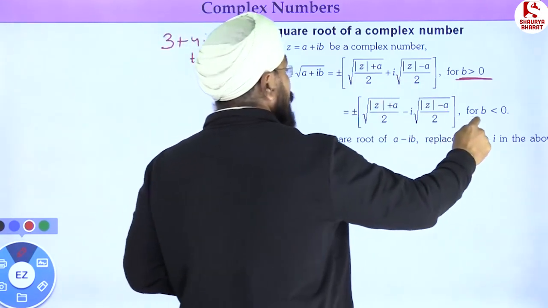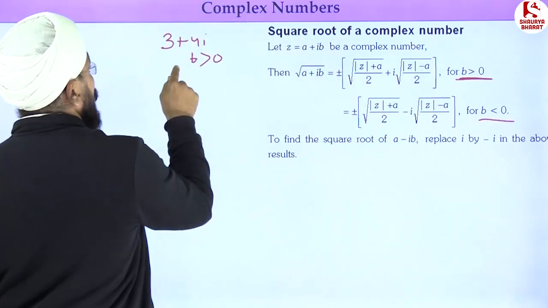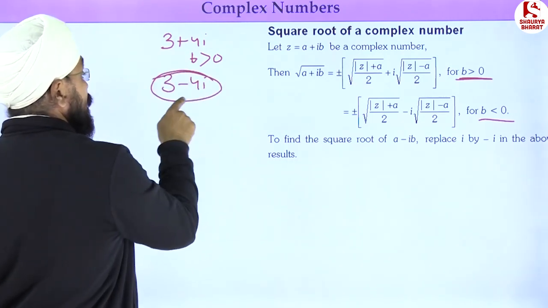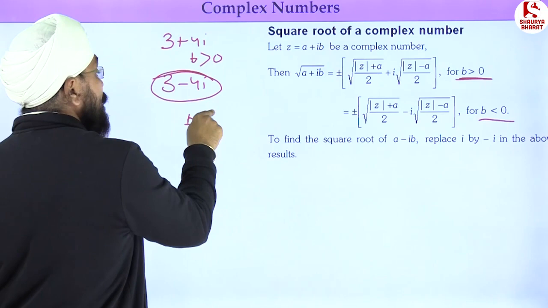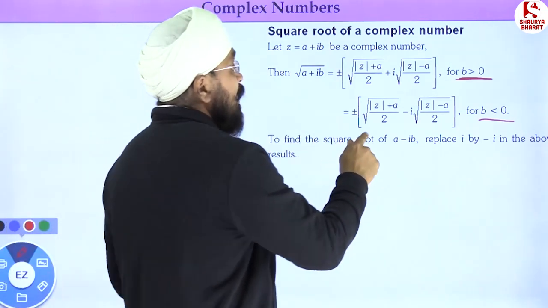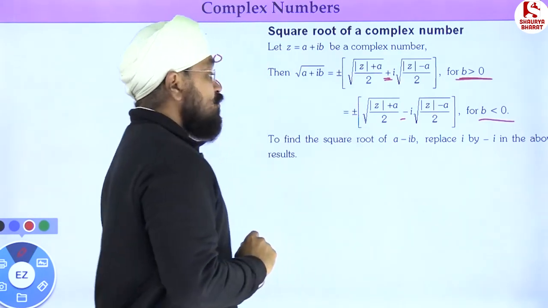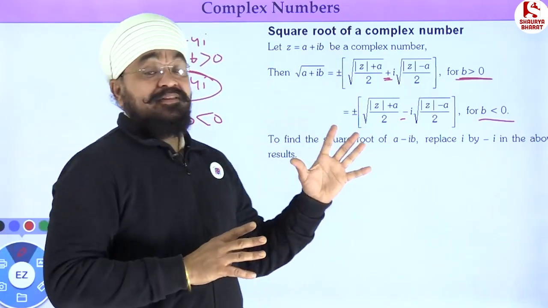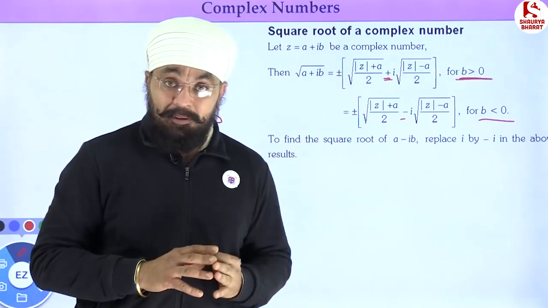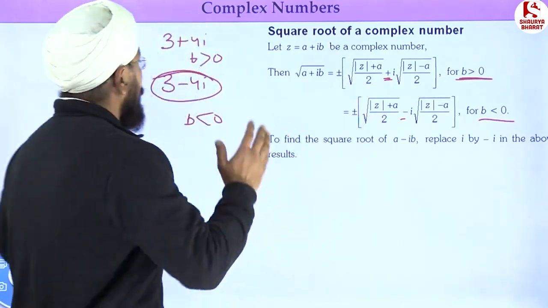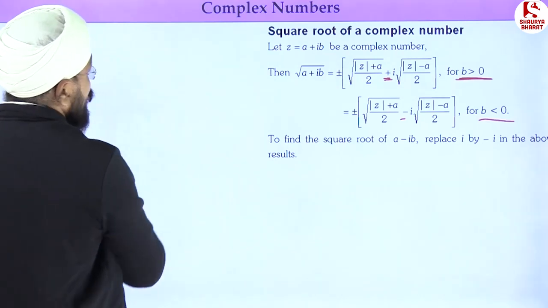And whenever we have b less than 0, for example 3 minus 4 iota, and I want to find the square root of this complex number, here b, the imaginary part, is less than 0. For that, I'll do the same format, but this plus will be replaced by minus. So this is what has been given to you. Now this is the formula which, if you remember, you will find the square roots much faster. But how did this formula come?